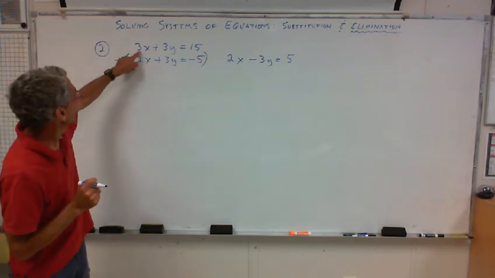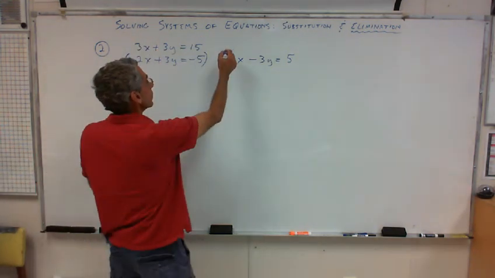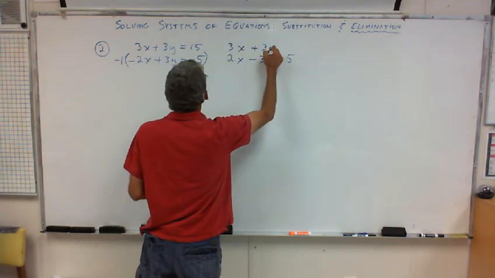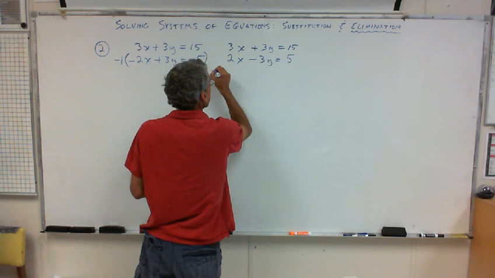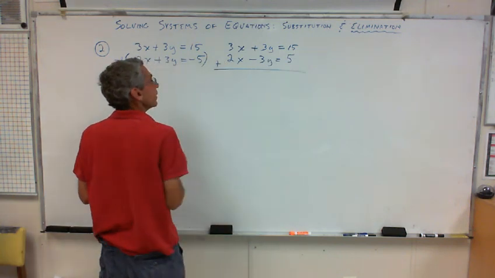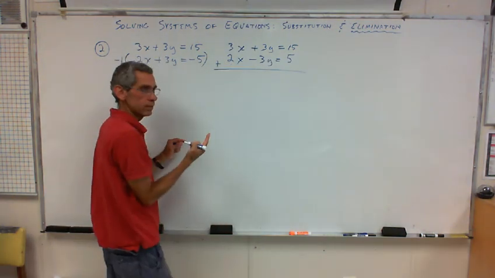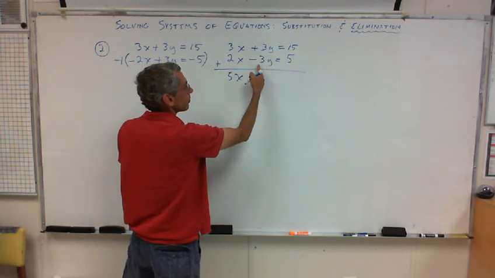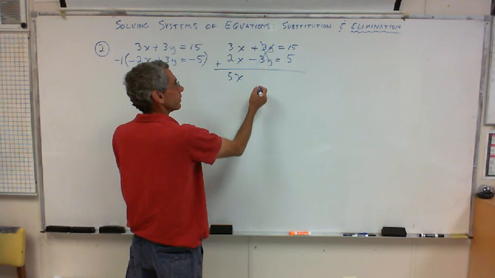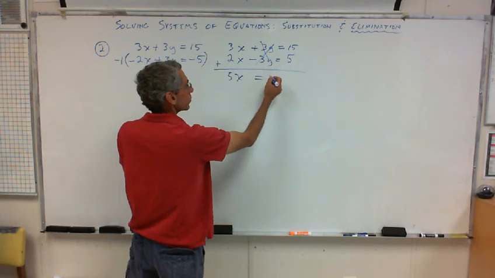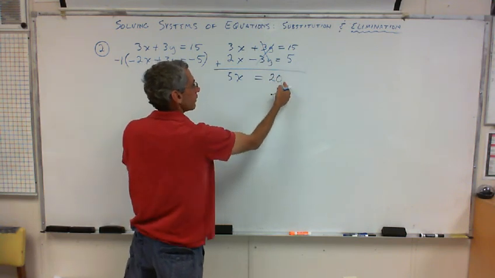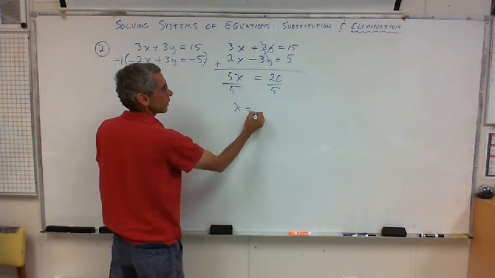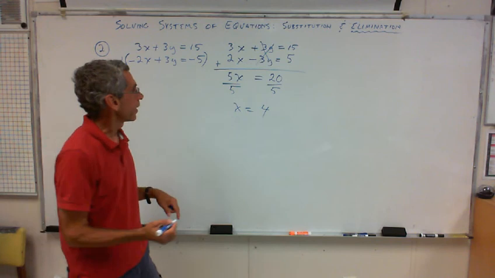All right, now I'm going to just take this top equation and move it over so that I can easily do my addition. 3x plus 3y equals 15. And I'm going to draw my line, and I'm going to do a plus sign, and I'm going to add. 3 x's and 2 x's is 5 x's. Positive 3y minus 3y is 0. I don't need to write anything. 15 plus 5 is 20. Divide by 5, divide by 5. x is equal to 4. Right? x is equal to 4.